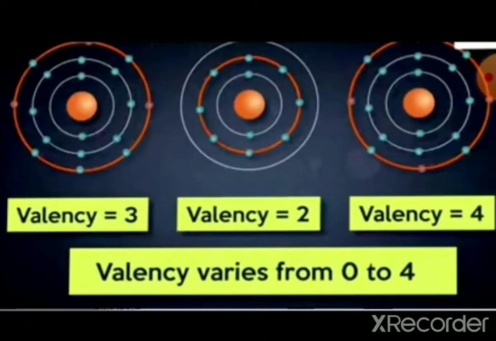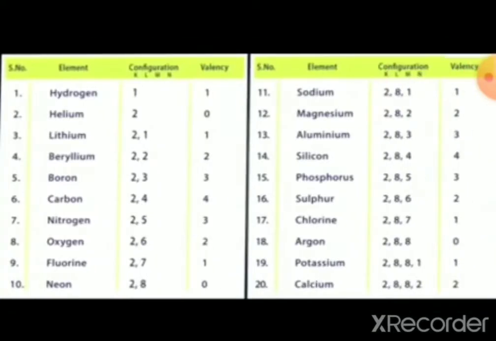You can see in these three pictures, the first one has valency 3, the second one valency 2, and the third one has valency 4. So valency varies from 0 to 4. That means all elements have their valency from 0 to 4. Not a single element has valency more than 4. Let's see the electron configuration of the first 20 elements and their valency also.